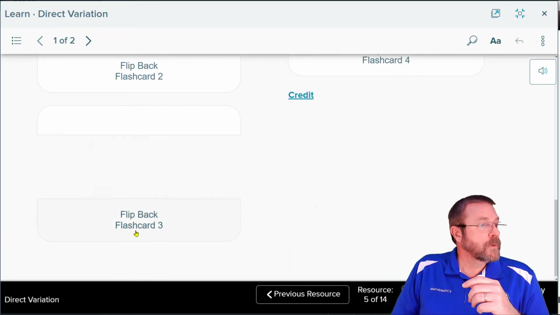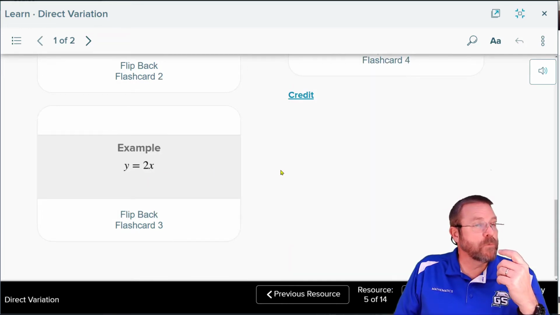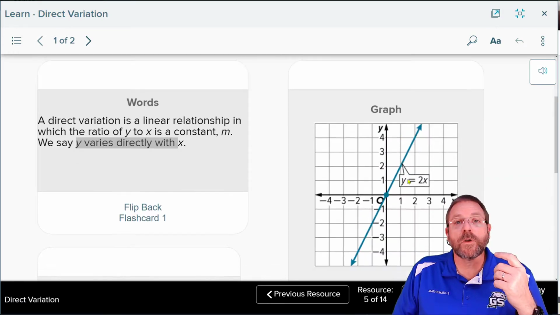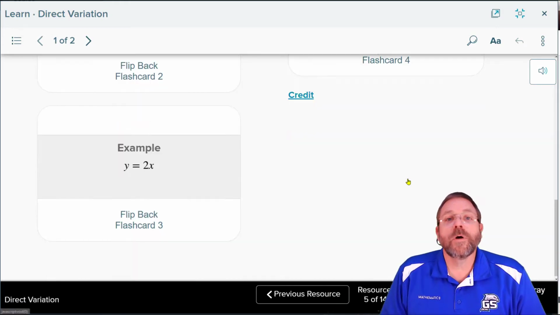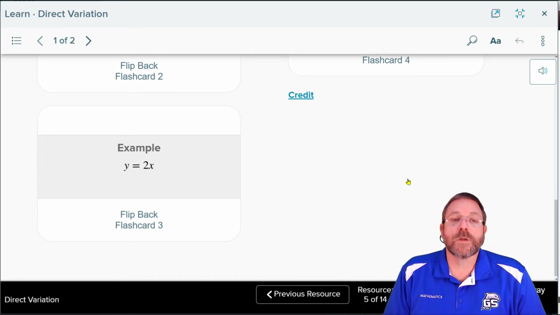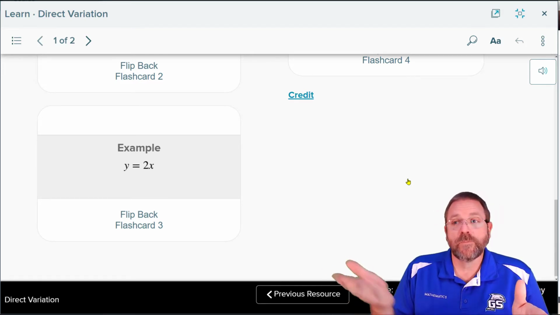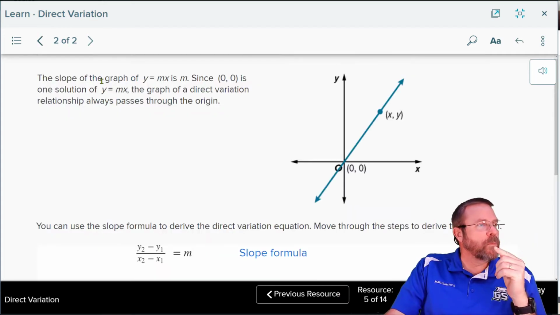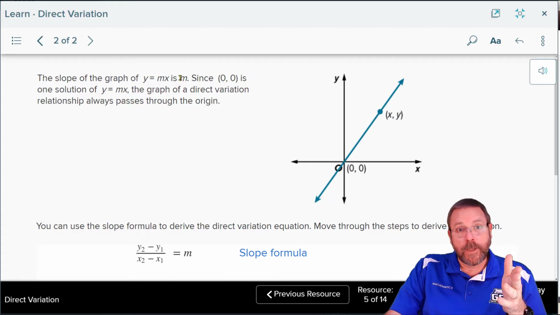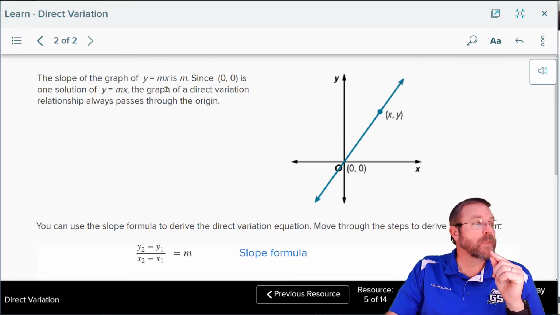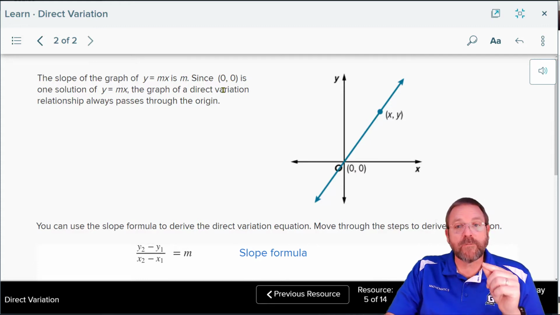And finally, looking at it as an example, y equals 2x. I believe that's the same thing we saw here. Yep, that would be an example of a direct variation equation. Y is equal to your slope m, which in this case is 2, times x. The slope of the graph y equals mx is going to be m. Okay? M is always going to be your slope of these. And since (0, 0) is one of the solutions of y equals mx, it is going to be a direct variation.